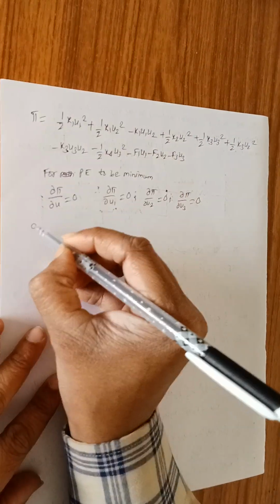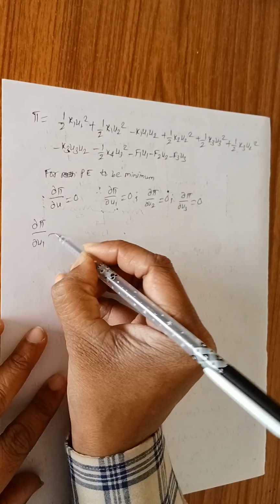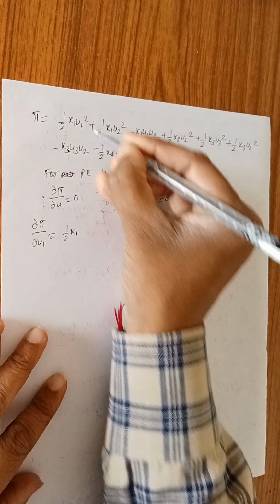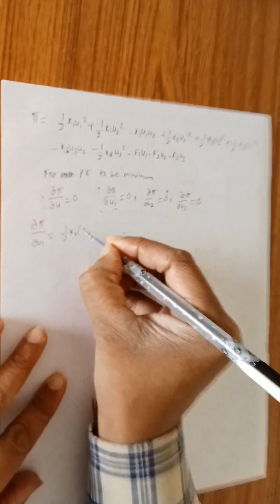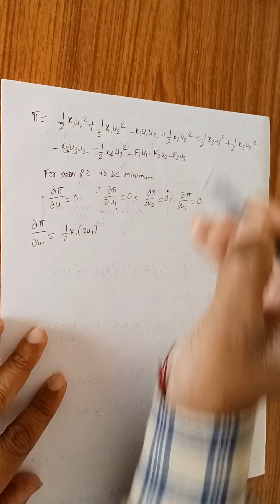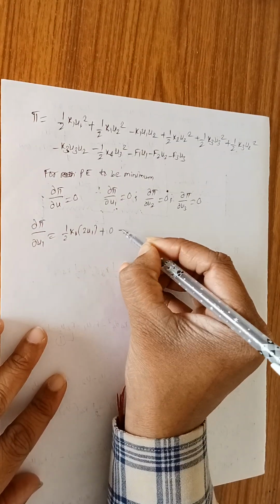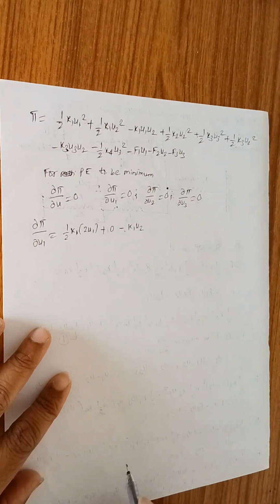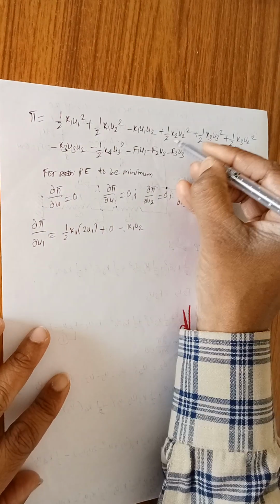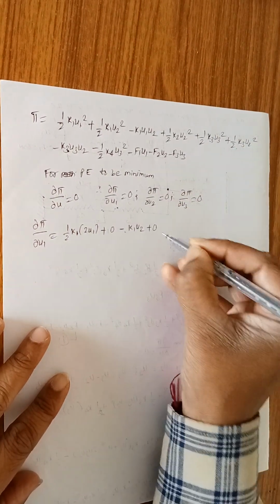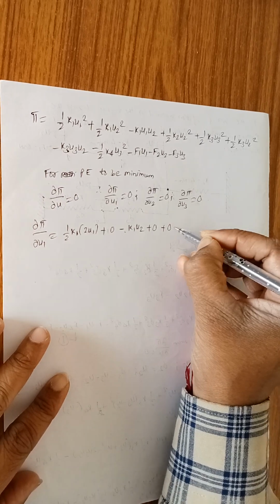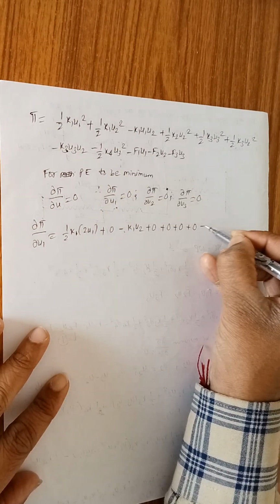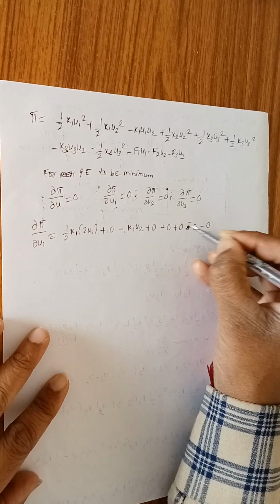For example, here in this equation dou pi by dou u1, here we have u1, so therefore half k1 will be considered as constant and differentiation of u1 square will be 2u1, and here you don't have u1 anywhere, so therefore that's going to be 0, minus here k1 and u2 are going to be considered constants. Differentiation of u1 is going to be 1, plus here there is no u1, therefore it will be 0, plus here also there is no u1, it's going to be 0, here also there is no u1, it's going to be 0, and even here there is no u1, and here also there is no u1. So plus or minus 0 will not matter.